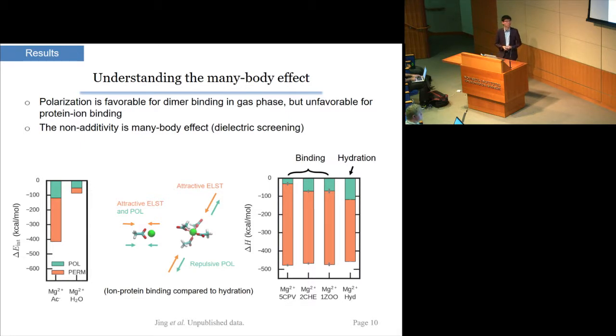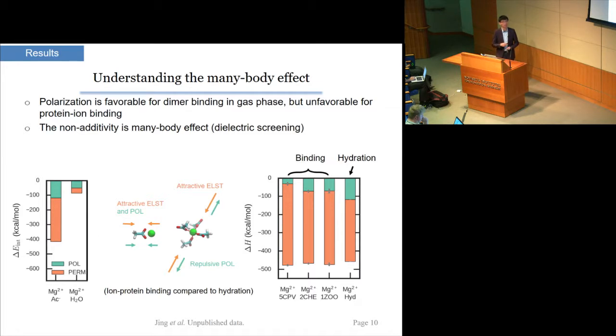The question then is how to understand the many-body effect. In the gas phase dimers, both the electrostatic energy and the polarization energy are favorable for the binding between the carboxylic group and the metal ion. But in protein ion binding, the electrostatics is still favorable, but the polarization becomes unfavorable compared to hydration. And this non-additivity is the many-body effect.